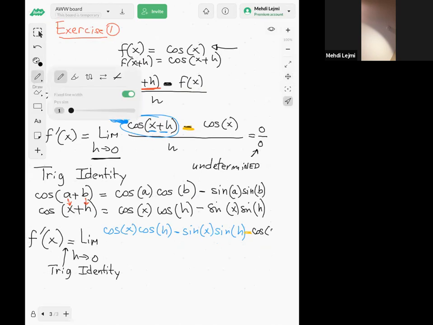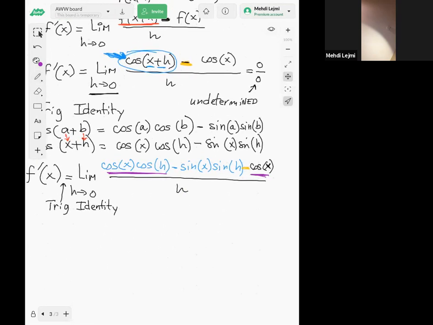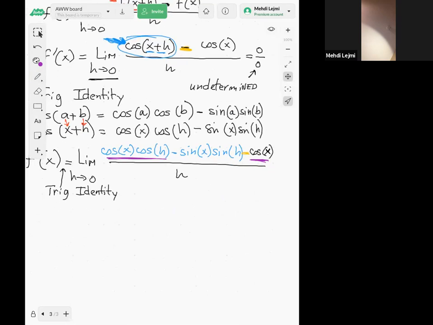So minus cosine of x, the whole thing, of course, divided by h. Now, guys, again, the idea is once you use the trig identity, try to factor. So I'm going to try to factor at the top. We can do partial factoring. Here and here, cosine of x would be a common factor, so let me factor out cosine of x.